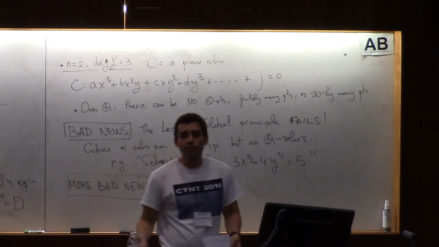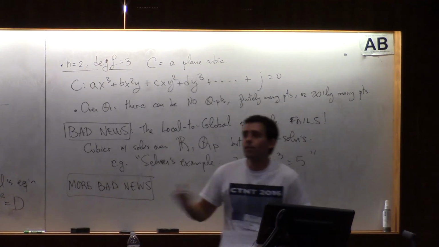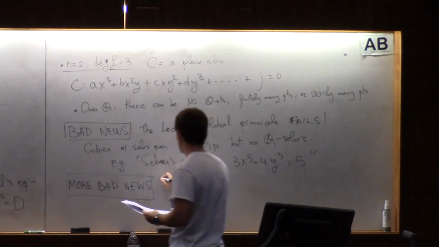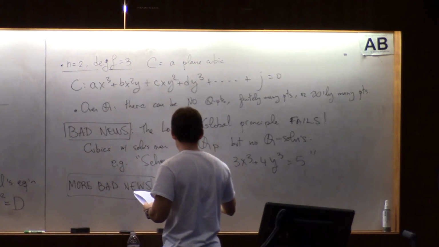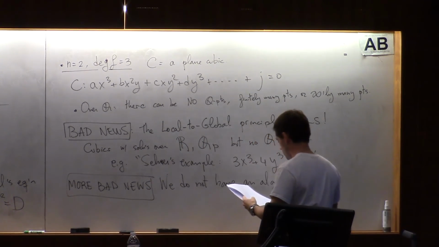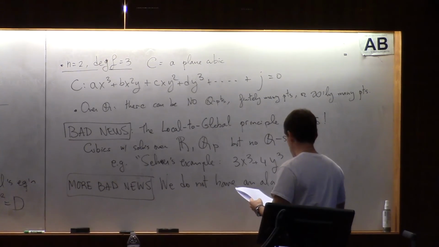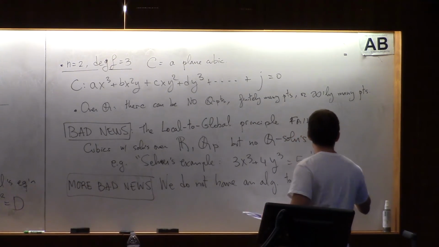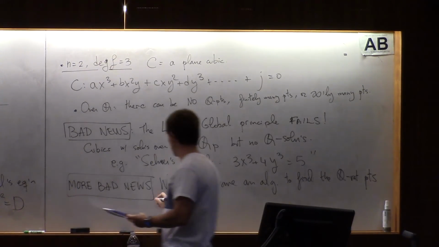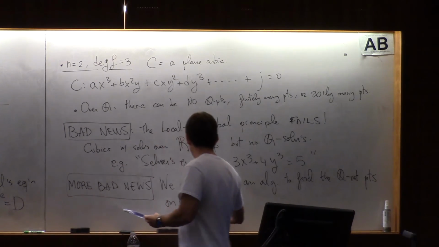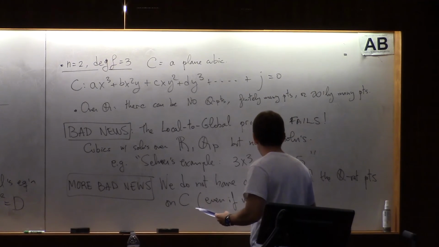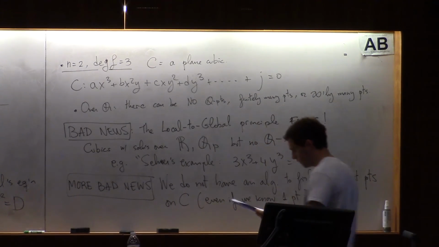That if I have one solution, can I find all the other ones? No. So we do not have an algorithm to find the Q rational points on C, even if we know one point. Okay?